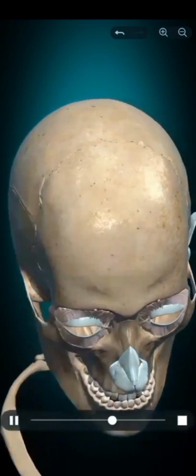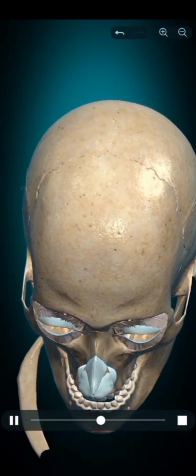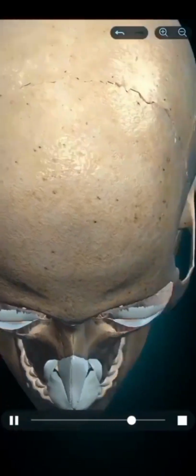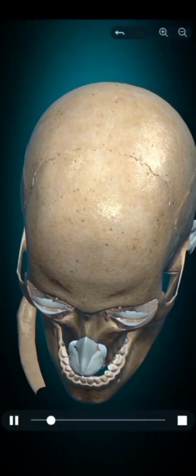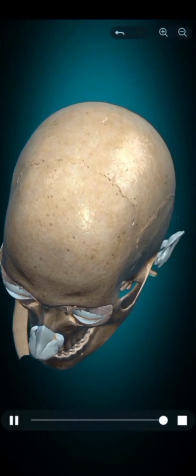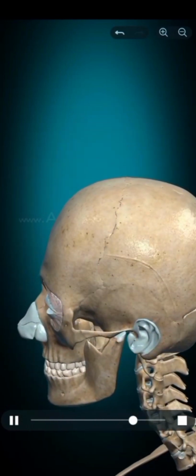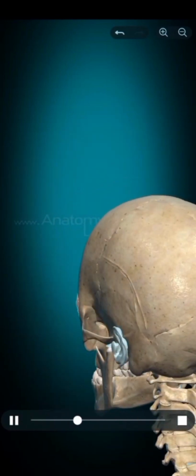The skull is composed of 22 bones, which are divided into two main categories: cranial bones, which are 8 bones that enclose and protect the brain, and facial bones, which are 14 bones that form the structure of the face. Now we will discuss in detail about cranial and facial bones.